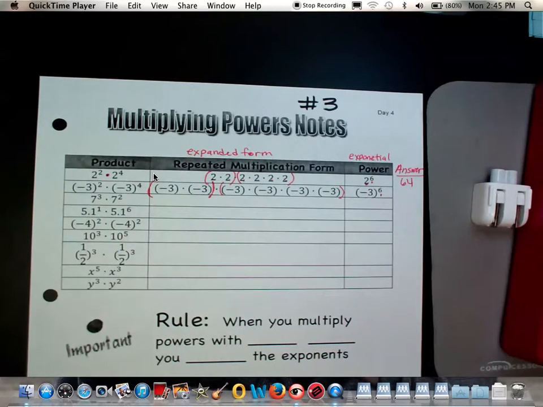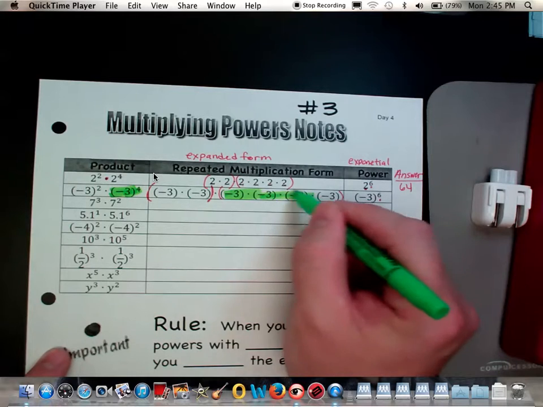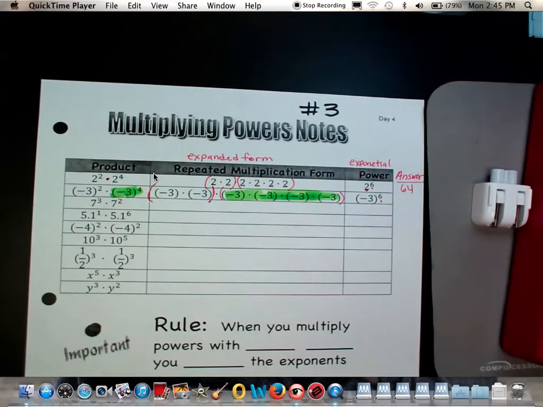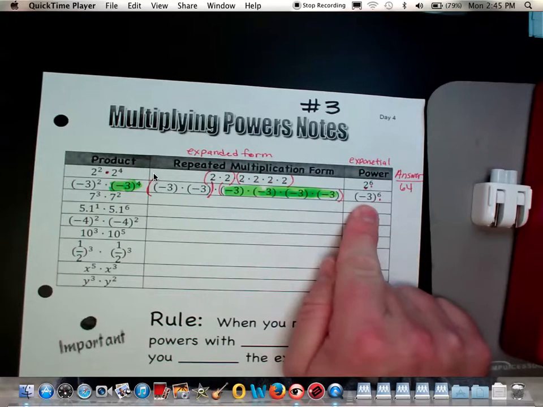Just to kind of help show you here, there's negative 3 to the 4th power. There's negative 3 right there. It matches up, and I just added them up: 1, 2, 3, 4, 5, 6. That's how I got negative 3 to the 6th power.